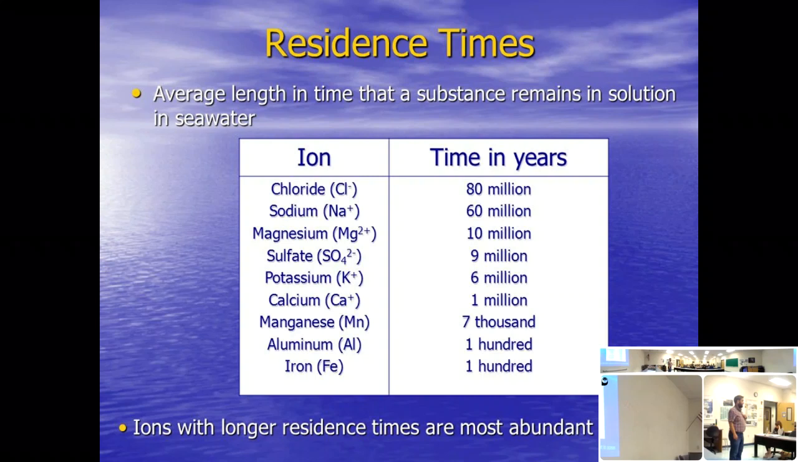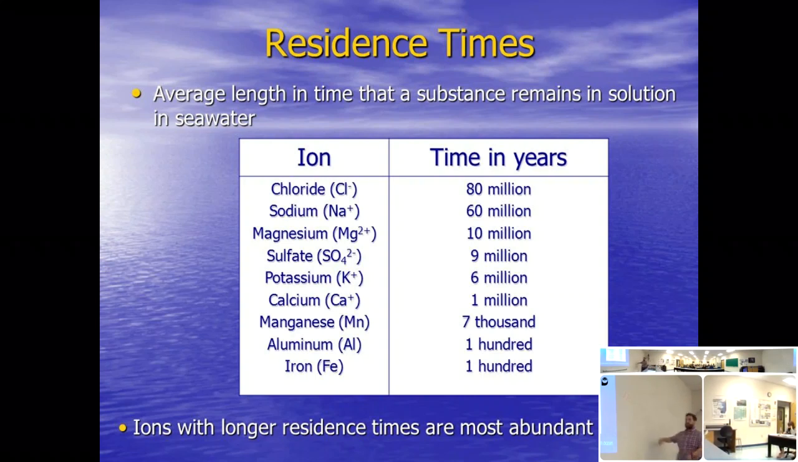See what I'm getting at here? Okay, sulfate, 9 million, potassium, 6 million, calcium, 1 million, manganese, 7,000, okay? Now, this is the thing. Ions with the longest residence times are most abundant in the ocean.